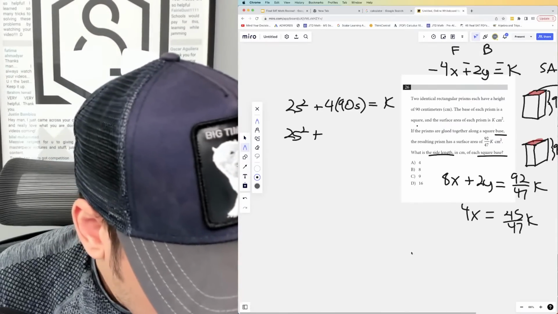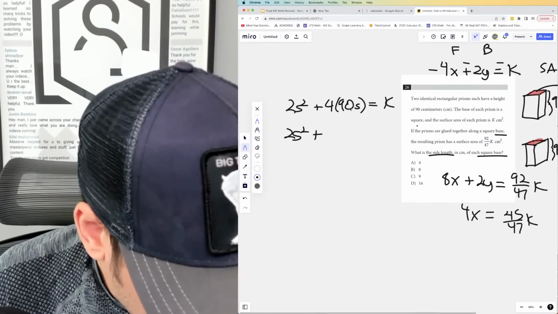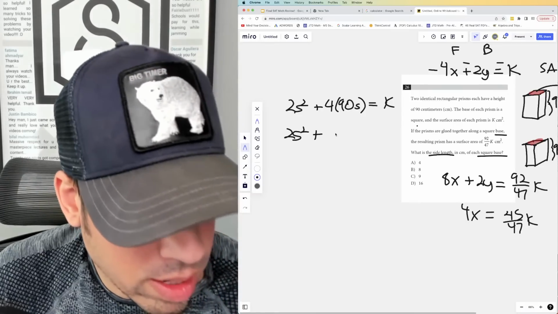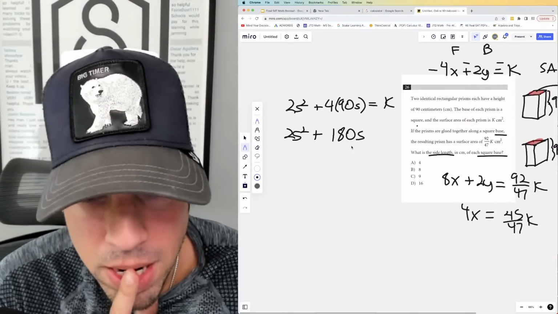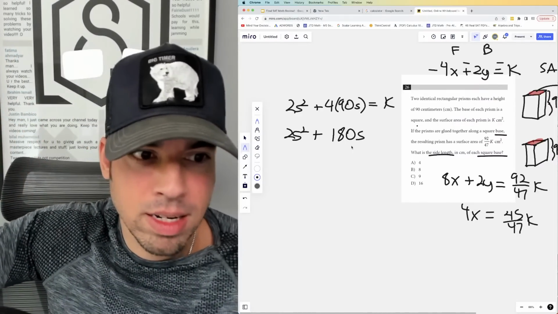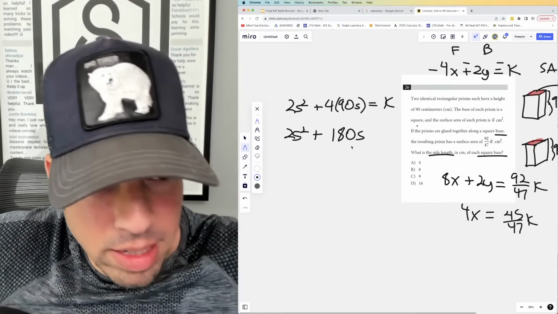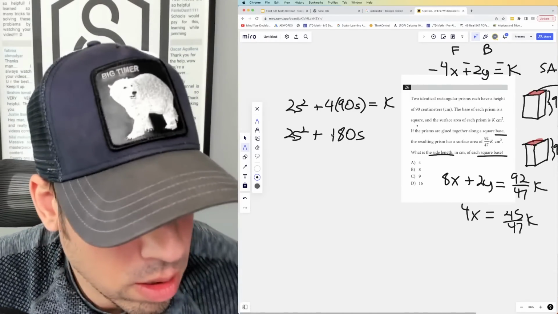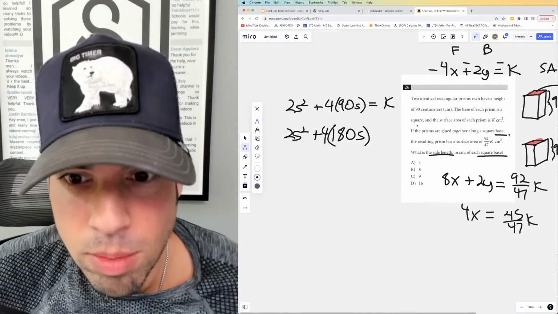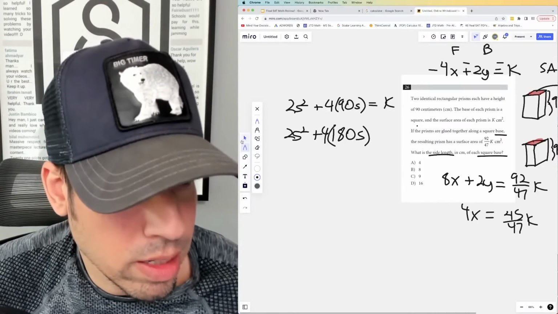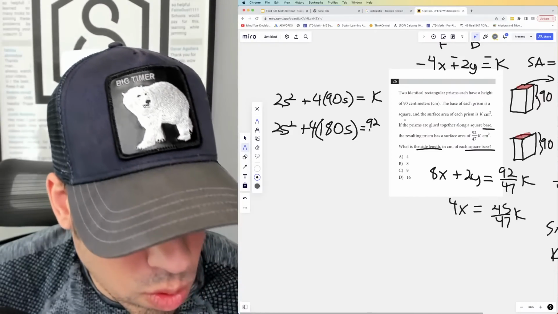And then plus, we have, instead of 4 times 90s, wait, they have 180s. Now, does 180s make sense for the combined? Because it's 4 times 90s. Shouldn't that be 4 times 180s? I think you missed a 4 on the thing. But anyways, now it's double that. It's now not a height of 90. It's a height of 180. But we still need 4 times that. And then now this equals 92 over 47K.